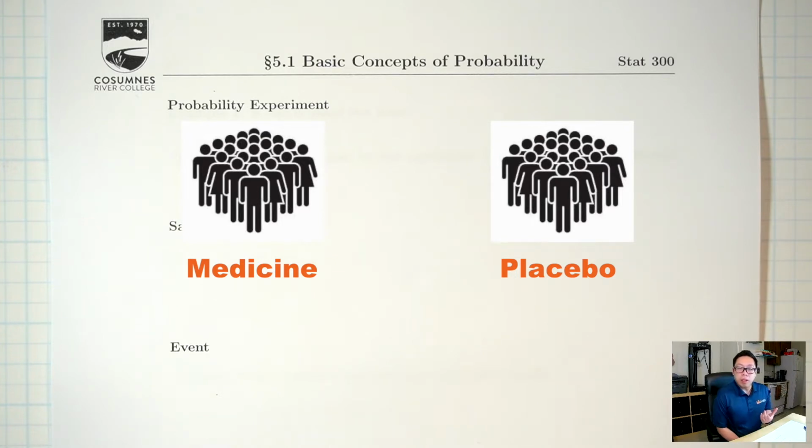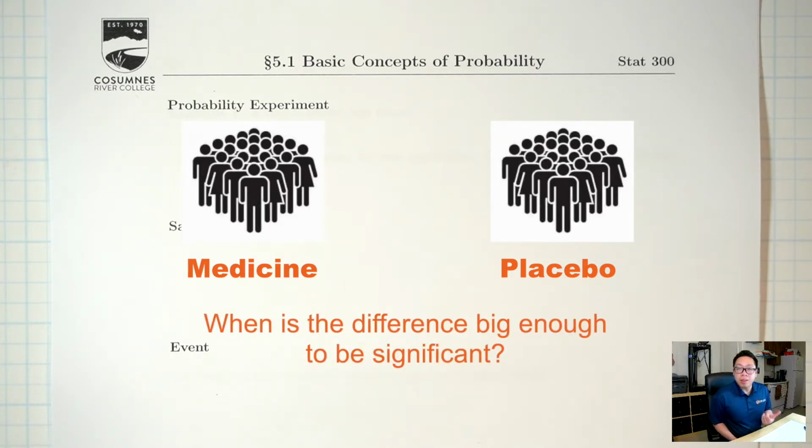Now, the hard part is these are two different groups of people, so you expect there to be a difference anyway. And the question is, when is that difference big enough for it to matter? So in the language of statistics, when is that difference big enough to be significant? And when is that difference so small that it could have been due to the fact that we just have two different groups of people? And probability is going to be the tool that helps us decide between those two possibilities.